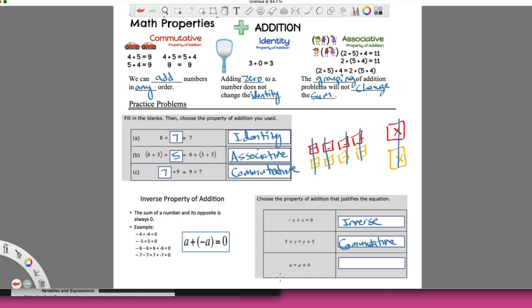And then a equals a plus 0. So I have a. I have not changed the identity of a because I'm only adding 0 to it, which changes nothing. So this makes this the identity property of addition. Identity. All right, so that is all of the math properties for addition for now. So go ahead and go on Alex and give it a try.